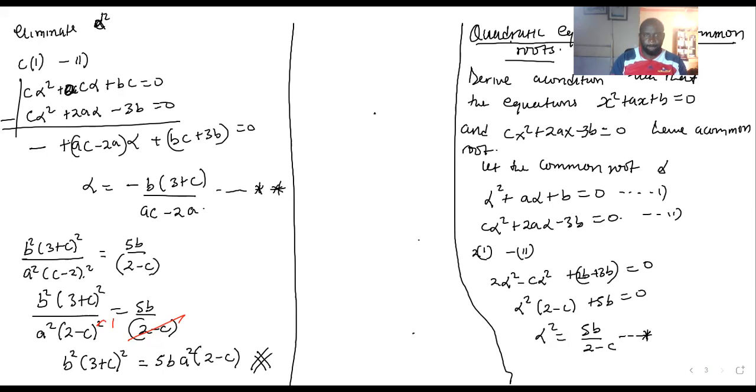So I don't know how the 2 minus 3 cancels out with the 2 minus 3 squared, yet they're on different parts of the equal sign. This is what happens. B squared into 3 plus c squared. When you cross multiply, you get 5b times a squared times c minus 2 squared over c minus 2. This one over 1. So it's the same as even if you've not cross multiplied. Yeah?